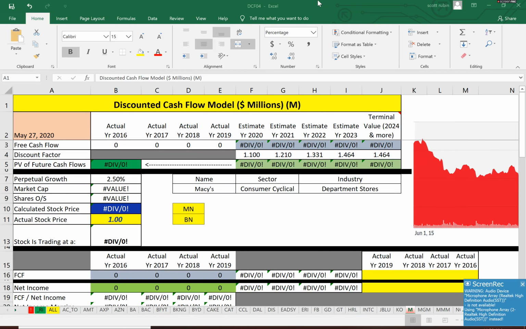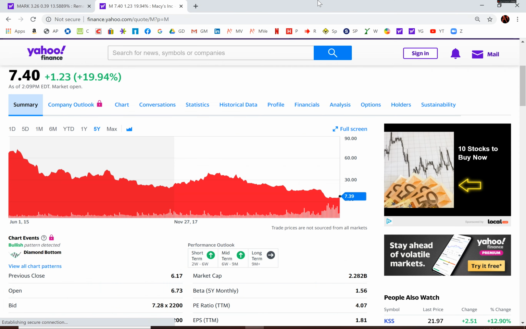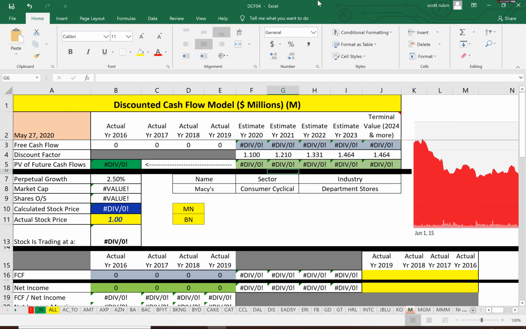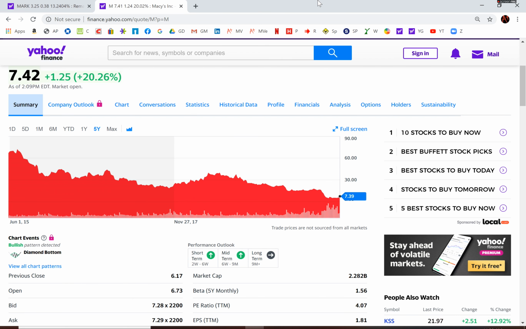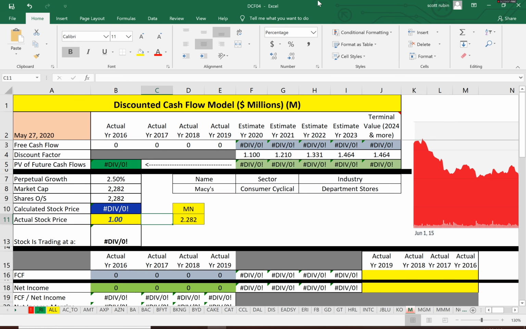We're going to look at Macy's, and what we're going to do is calculate the intrinsic stock price using prior financial information. So first, let's look at the market cap. It's 2.282 billion. And the stock price, as you can see, it's up 20% today. $7.41.